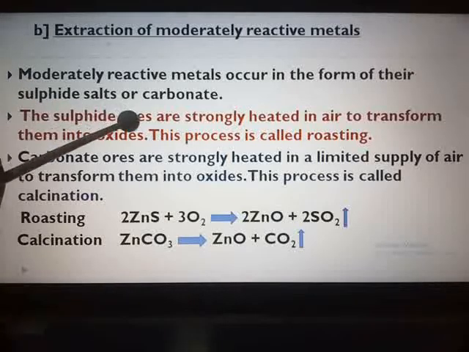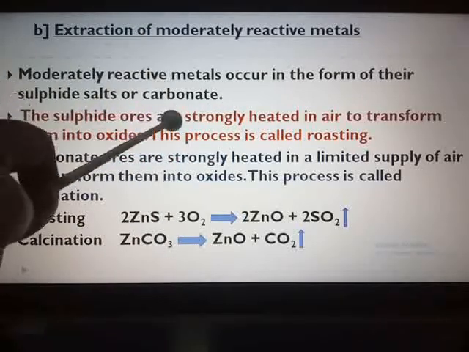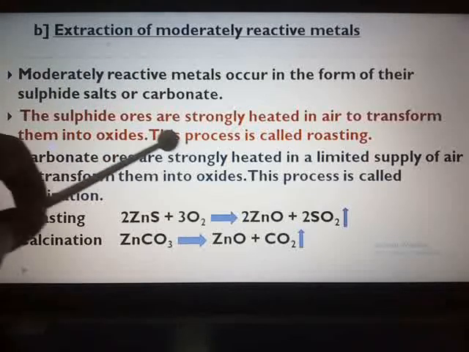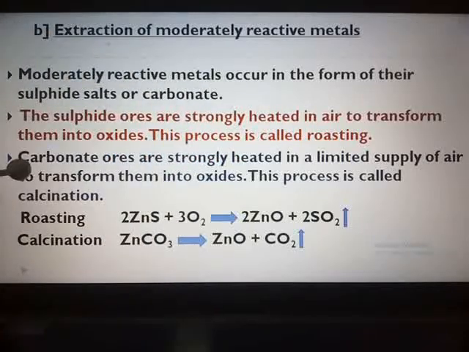First, the sulfide ores. They are strongly heated in air to transform them into oxides, and this process is called roasting. Here one definition is ready. Define roasting. If such a definition is asked, then you have to support the definition with the help of a chemical equation for roasting. Carbonate ores. This was about sulfide ores. Now if you wish to transform carbonate ores into oxides, then you have to strongly heat them in a limited supply of air, and this process is called calcination.